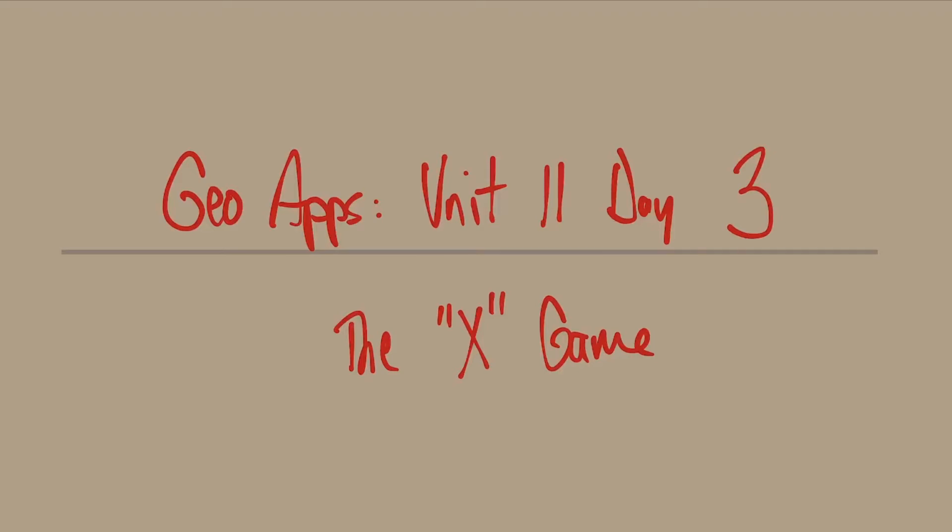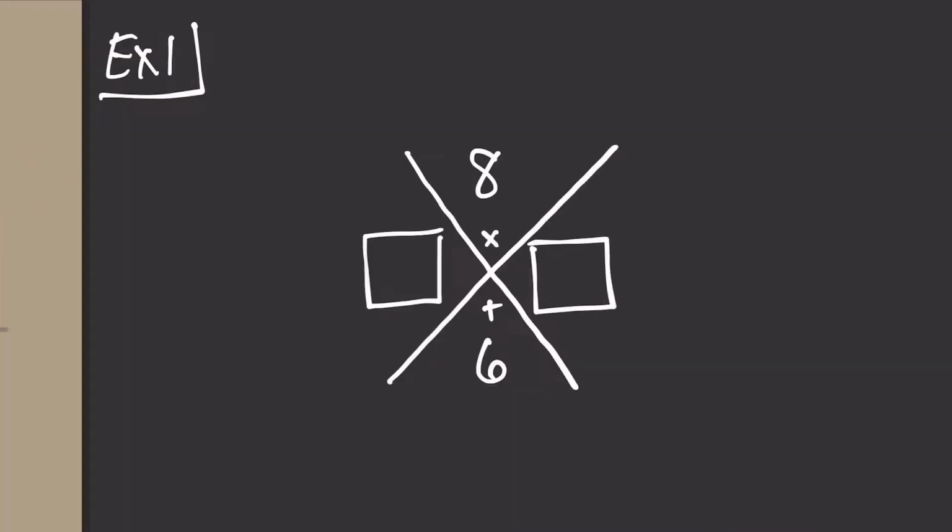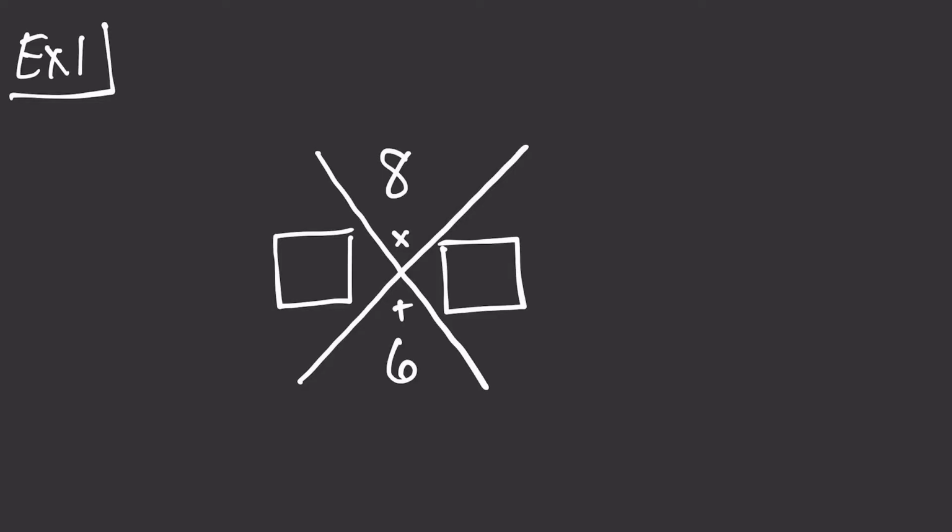This is something a little bit different. We call it the X game. This is actually a precursor for factoring a trinomial. And what it does is it allows us to practice our factoring of numbers in terms of things that will multiply to a certain number and add to another.